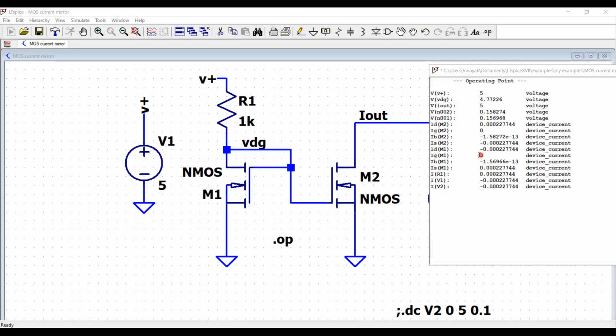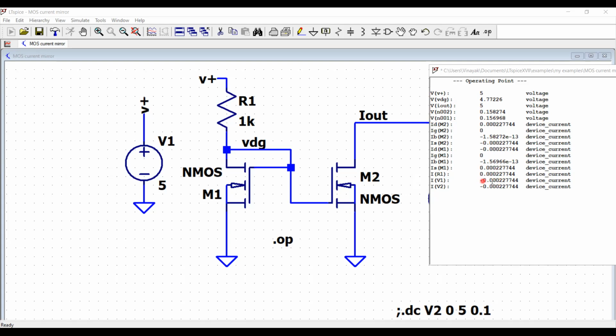Similarly, IG of M1 is 0. So as expected, the gate is insulated, so the current through the gate terminals will be 0. Similarly, the source current of MOSFET 2 and the source current of MOSFET 1 will be equal to the drain currents of the respective transistors, since the gate current is 0, right? Unlike a BJT, where you have a base current that gets multiplied by the beta of the transistor to get you the collector current.